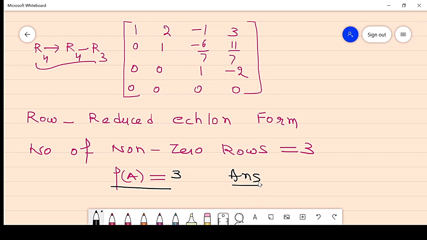So row rank and column rank must be the same. These are always equal. If we find the column rank of this matrix, then it will also be 3. So row rank and column rank are always equal. Now in this way we can find the row rank and column rank of a matrix. So that is also called the rank.